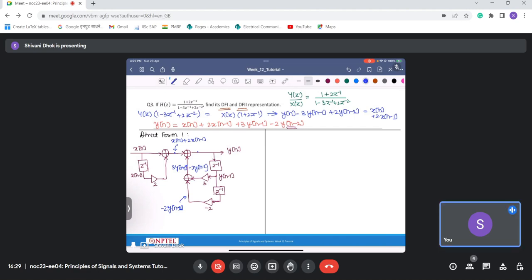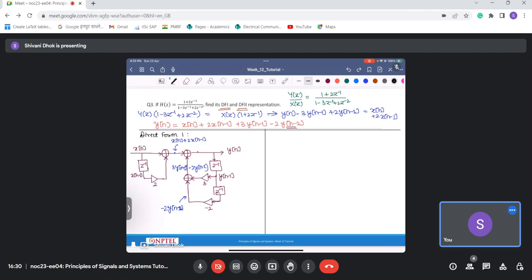Then direct form 2 is obtained by just interchanging two subsystems. If you observe carefully, this part here can be considered as one subsystem and this part here as another subsystem, and we know that convolution is commutative, so we can just interchange these two in order to get my direct form 2.